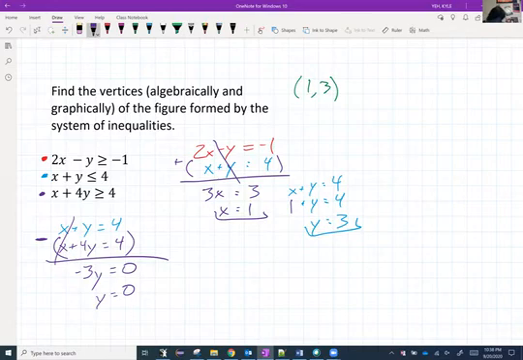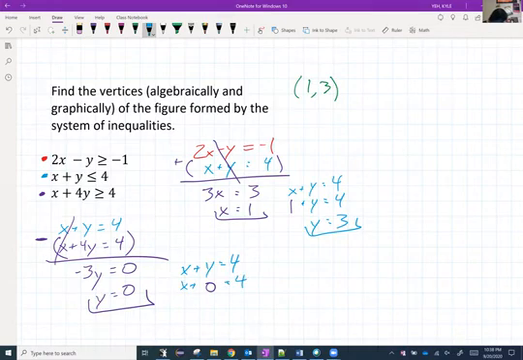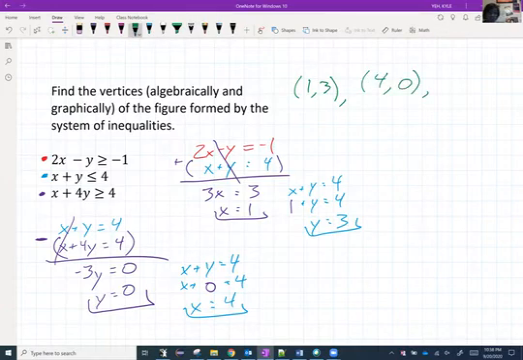Let's go ahead and find x then. We know that x plus y equals 4, and on this intersection point, y was 0. So that means x plus 0 equals 4, which means x equals 4. So if I'm doing this right, (4, 0), x first, is my second vertex. So I found where red hits blue, and I found where blue hits purple.